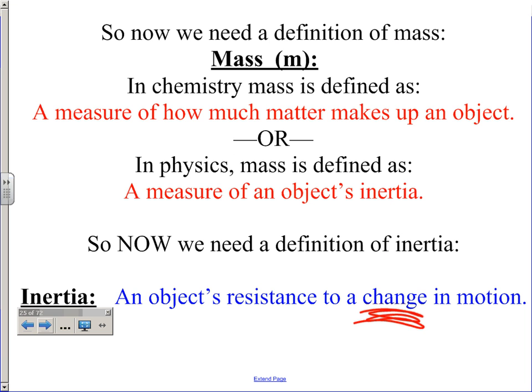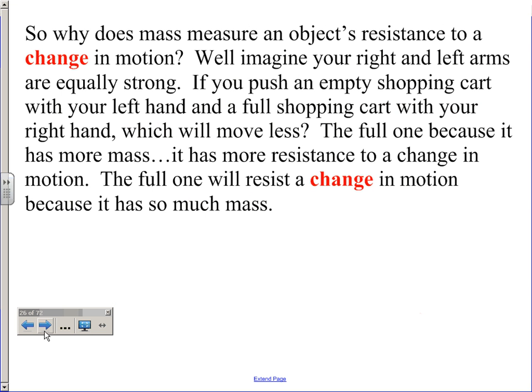All right, so it's probably easiest to do by way of an example. Again, in the back of your head, I want you to keep in mind that in physics, we're saying that an object with more mass has more inertia and vice versa. Hopefully you have a good idea of what has more mass. It's very similar to weight. Not the same thing. We'll learn about that later on. But for now, you can kind of think of it, more mass means more weight. So why does mass measure an object's resistance to a change in motion? Why does mass measure inertia?